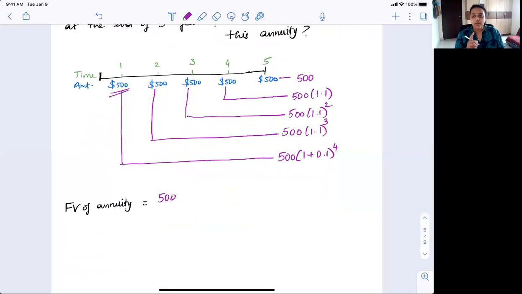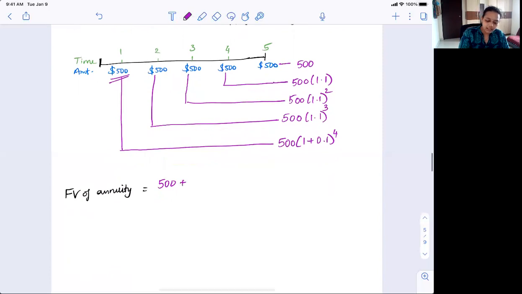And that is what is called the future value of an annuity, where I make periodic payments of equal amount. And if I want to find out the final amount that's in my account, the final future value of this annuity, this is the process by which we arrive at this number.